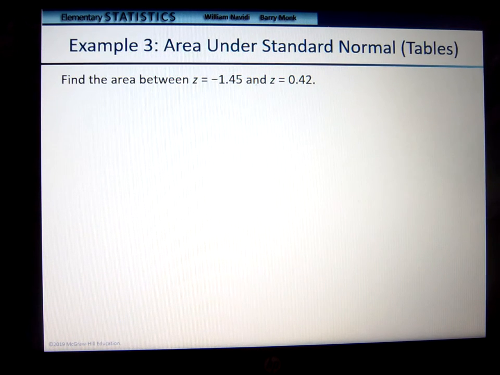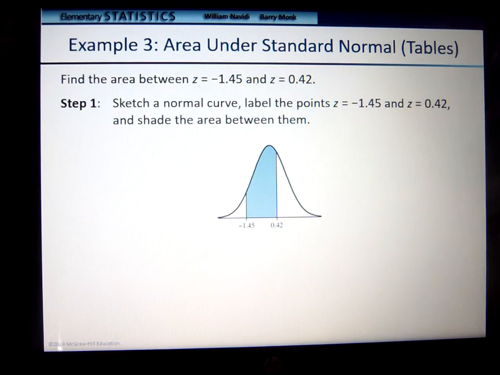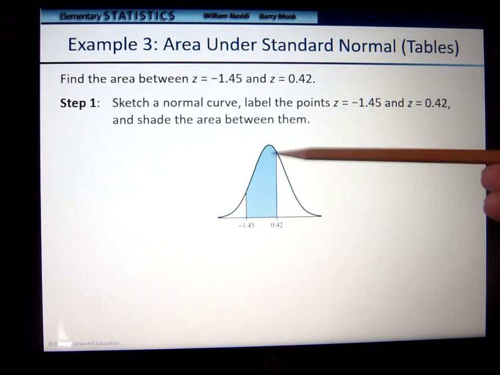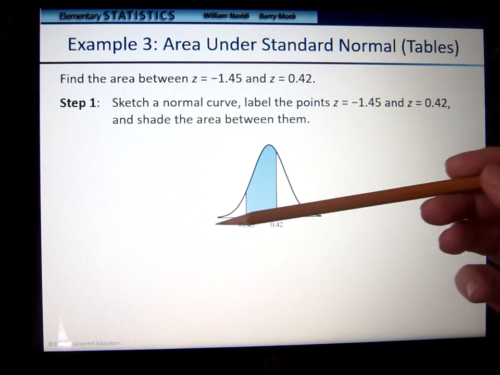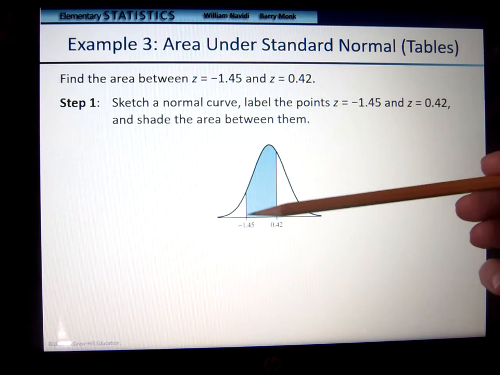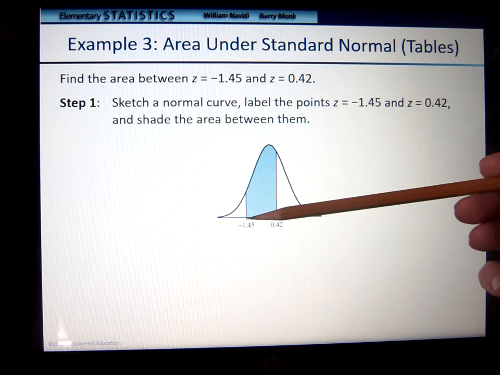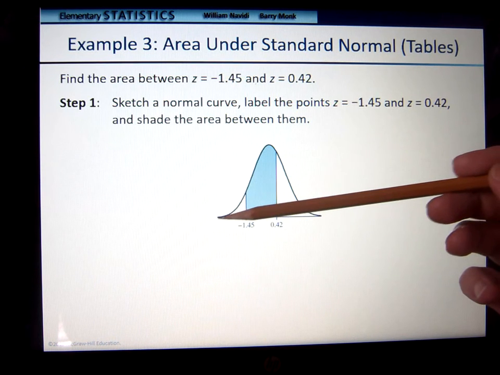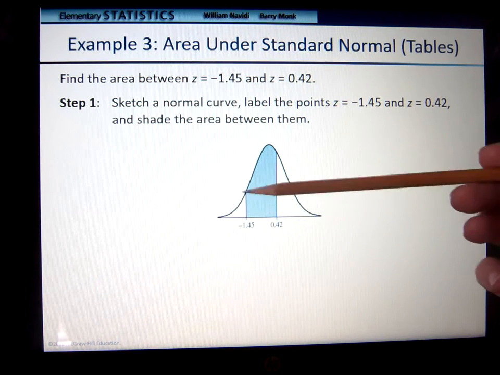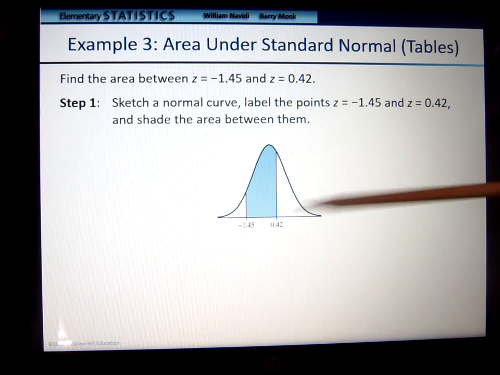What about between two numbers? If you think about it, if you look up this value, you will find the area to the left of this. And then you look up this second value, negative 1.45, and you'll find the area to the left of it. If you subtract this minus this, you'll have what's left in between.